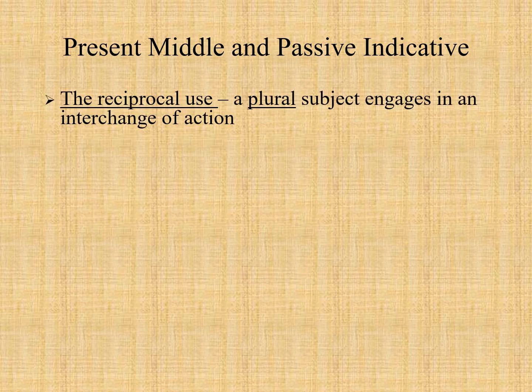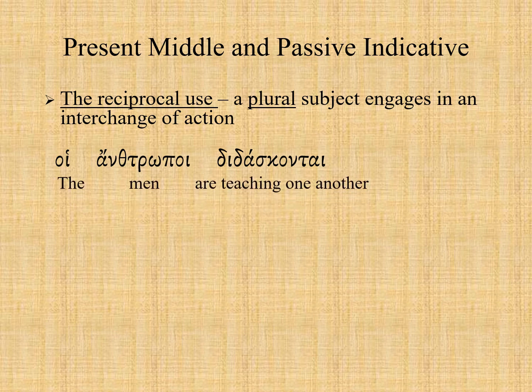The next two are not as important. We have the reciprocal use. A plural subject engages in an interchange of action. Hoi anthropoi didaskontai. The men, or the people, are teaching one another. And again, to highlight the ending that demonstrates that it is passive or middle, and here we would translate it as middle. And reciprocal, meaning that they are teaching one another.